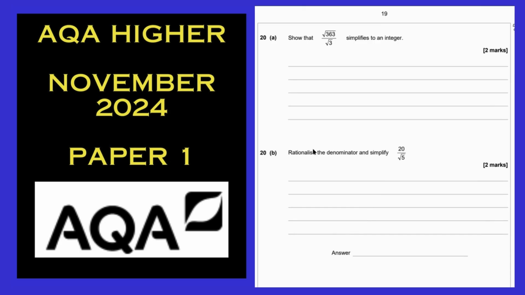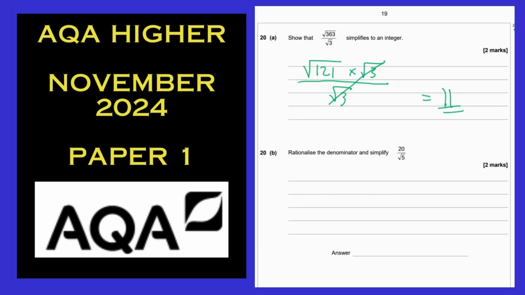We're now into surds territory. It's a non-calc paper. They're always going to happen. The key to part A is spotting that 363 is a multiple of 121, which in its own right is a square number. So we can split the 363 into 121 times 3, and there you go. The root 3's cancel, and you know what the square root of 121 is.